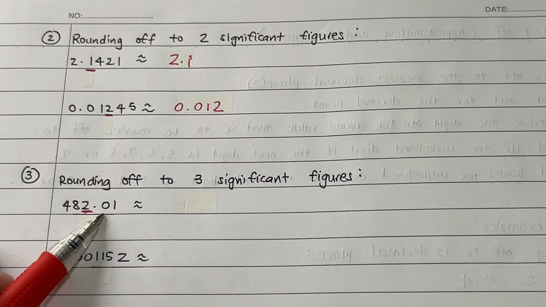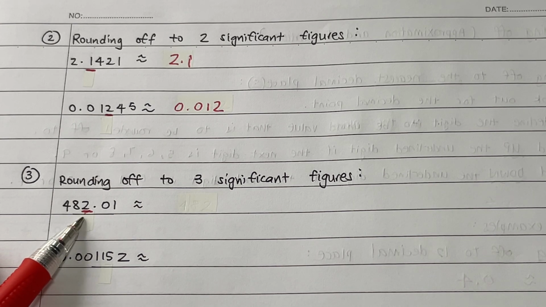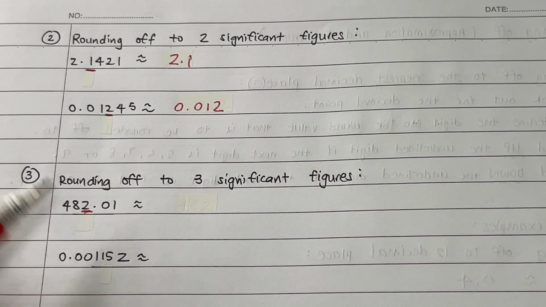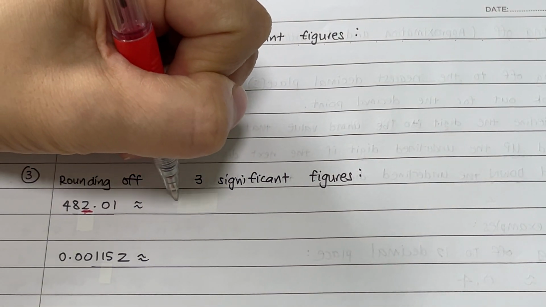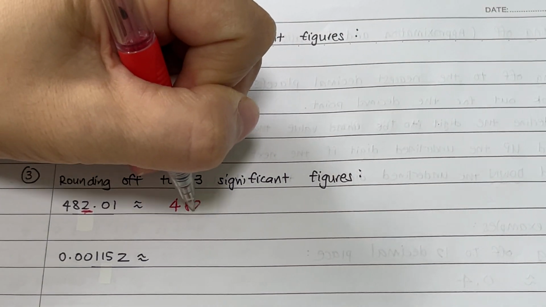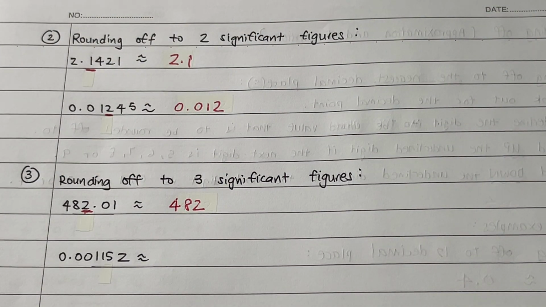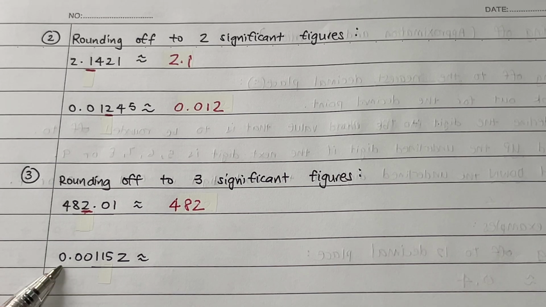Finally, let's look at the digit next to it. And because it's 0, we round the 2 down. We round it down. So when we round the number down, it will be 482.